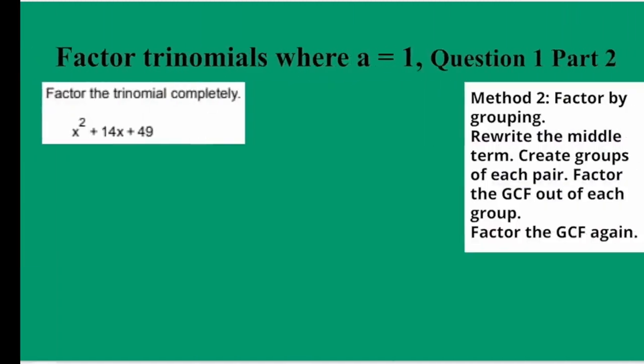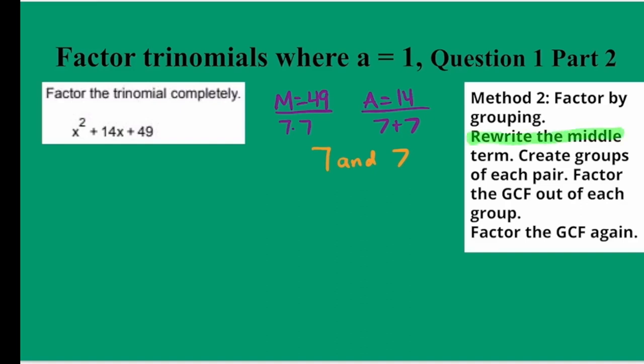So part 2 is the same problem, but now we're going to factor it by grouping. The work is the same. We still need to find numbers that multiply to give us 49. We still need to find the ones that add to give us 14. And we found it. 7 times 7, 7 plus 7. So your numbers are 7 and 7.